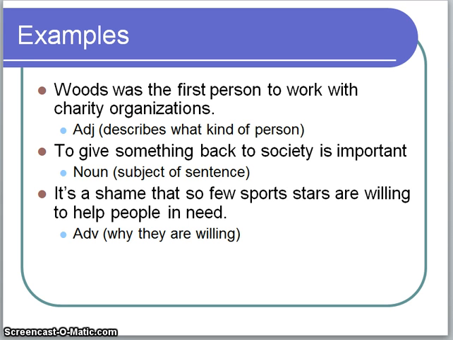"Woods was the first person to work with charity organizations." That's describing the person. "To give something back to society" is working as the noun. It's a subject of that sentence. And then the last example, "to help people in need," is working as an adverb describing why they are willing.